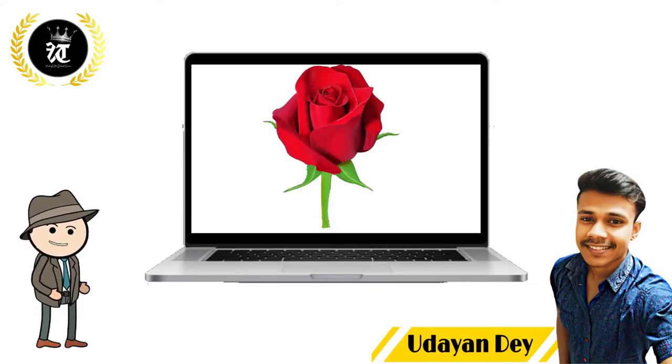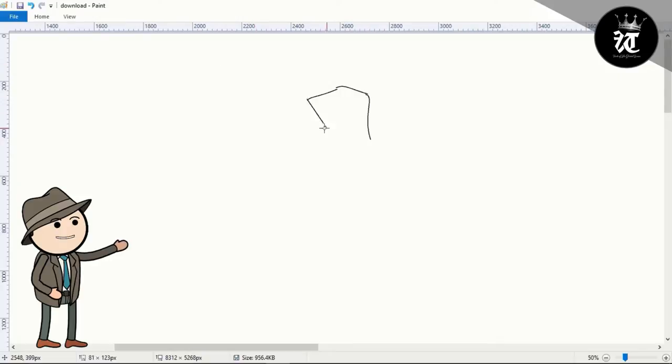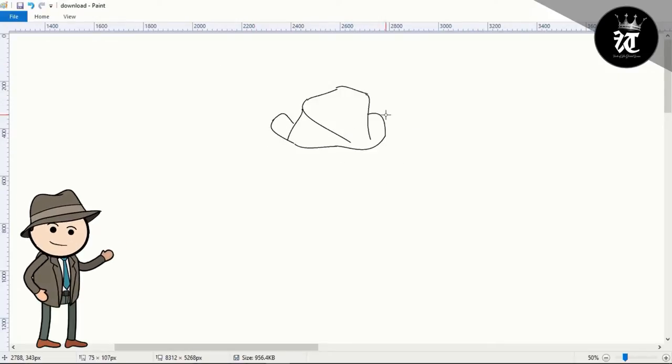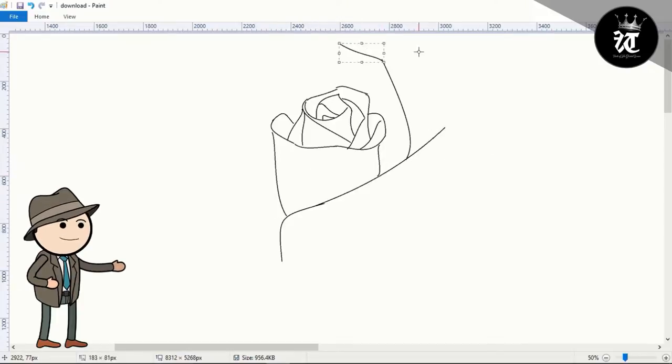Today we're going to learn how to draw a realistic rose using the legendary Microsoft Paint. This is the second episode of Hyper Realistic 3D Drawing.